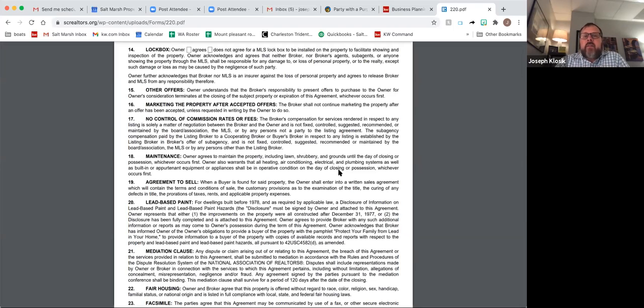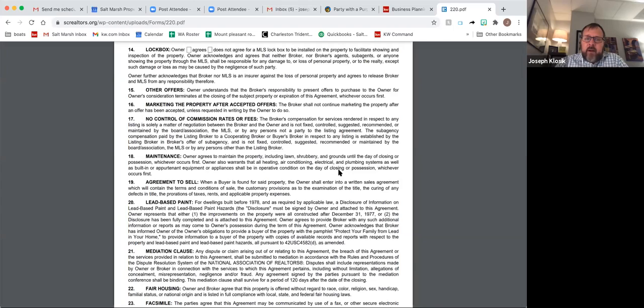Paragraph 17 basically says that there are no set commission rates or fees, that they're negotiable. Paragraph 18, basically this is your agreement, Mr. Owner, to maintain the property, including the lawn, shrubbery, and grounds until the day of closing or possession, whichever occurs first. You also warrant that all heating, air conditioning, electrical, and plumbing systems, as well as built-in and appurtenant equipment or appliances, shall be in operative condition on the day of closing or possession, whichever comes first. So if they have things that are not currently operating, you need to know that ahead of time so you can disclose it, because this agreement says they would have all of these in operating condition.